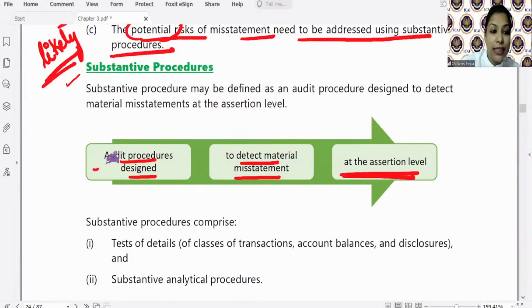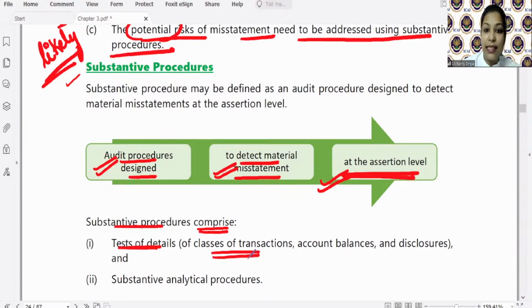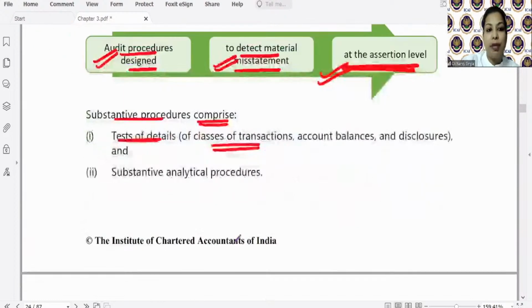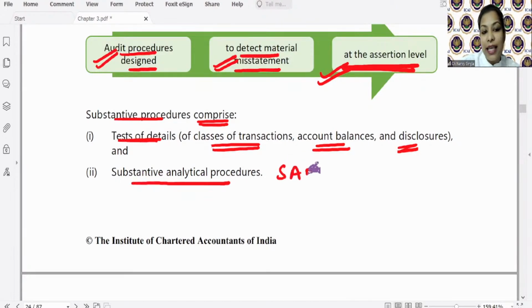So let us have a look at what is mentioned in your module. Audit procedures designed to detect material misstatement at the assertion level. Substantive procedures comprise tests of details of classes of transactions like sales, purchases, your income, expenses, account balances like your debtors, creditors, your balance sheet items, your liability side, and disclosures, like I gave you the example of contingent liability. Substantive analytical procedure, and what is the standard? SA 520.